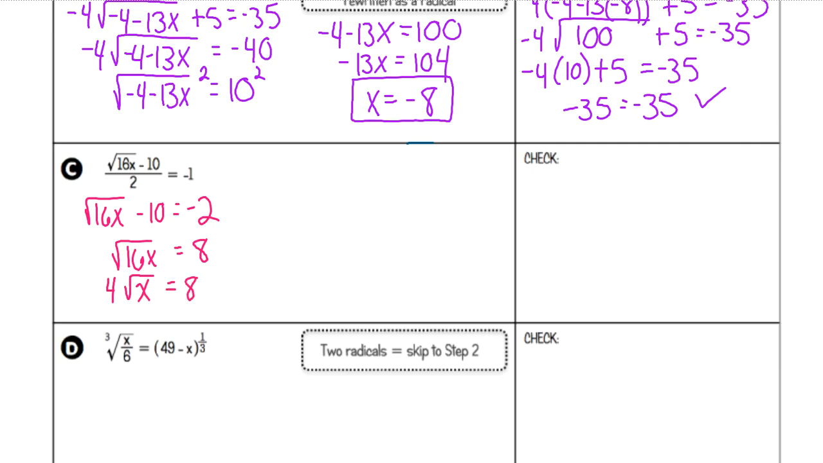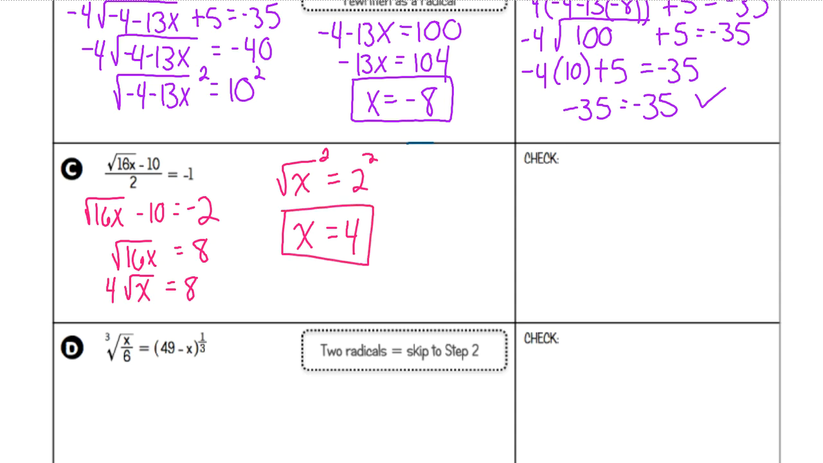If you don't recognize that and you just square both sides, you're going to end up in the same spot, just slightly bigger numbers. So if we simplify that square root of 16 into 4, now I have to move that 4 to the other side. So I'm going to divide both sides by 4. That leaves me with the square root of x equals 2. So I've got that radical isolated. I'm going to square both sides and get that x equals 4.